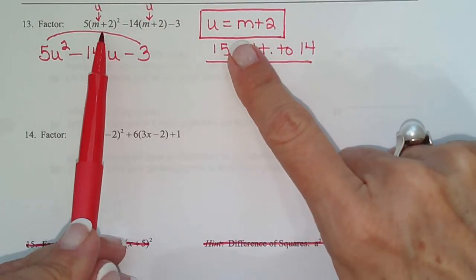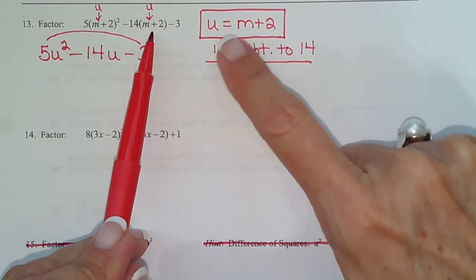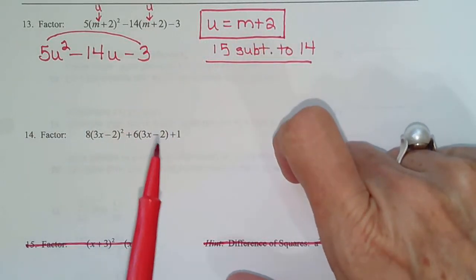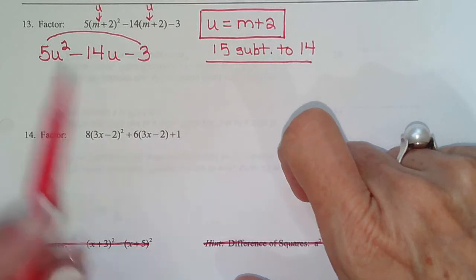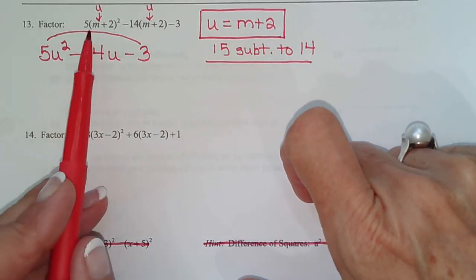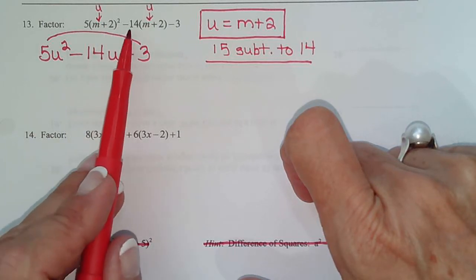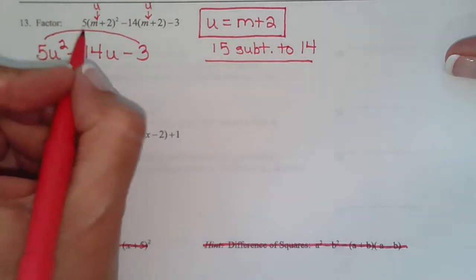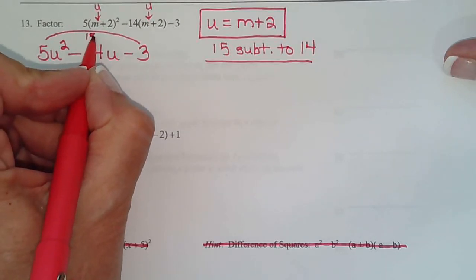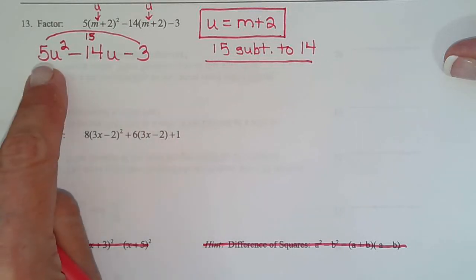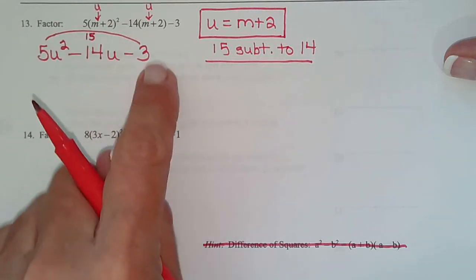So we said the repeated quantity was m plus 2, so we called that our u, and we boxed it because remember we will be coming back to it. Every time we saw m plus 2, we replaced it with u, so 5u squared minus 14u minus 3. And then we were getting ready to do AC method because there's nothing common here, can't get rid of that 5, so that means use AC.